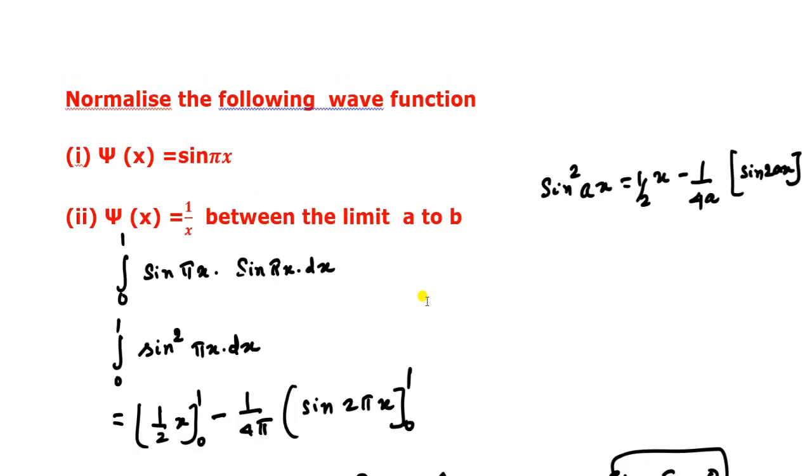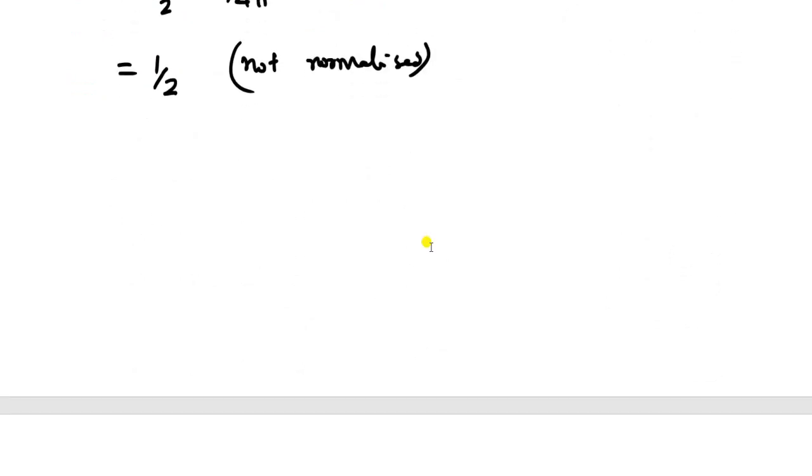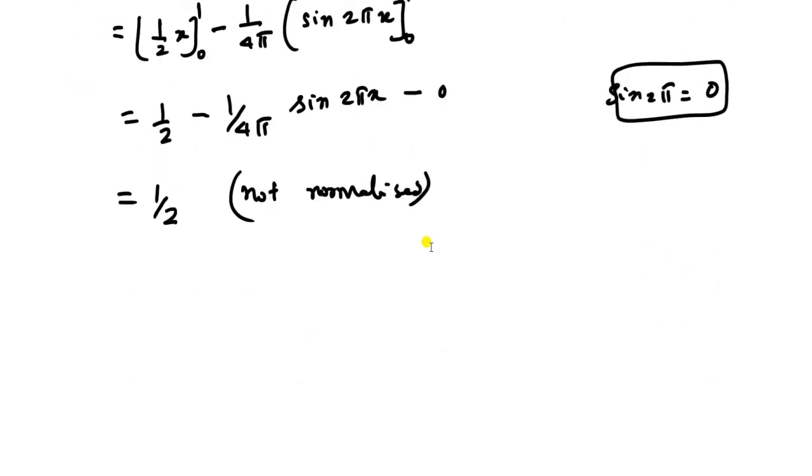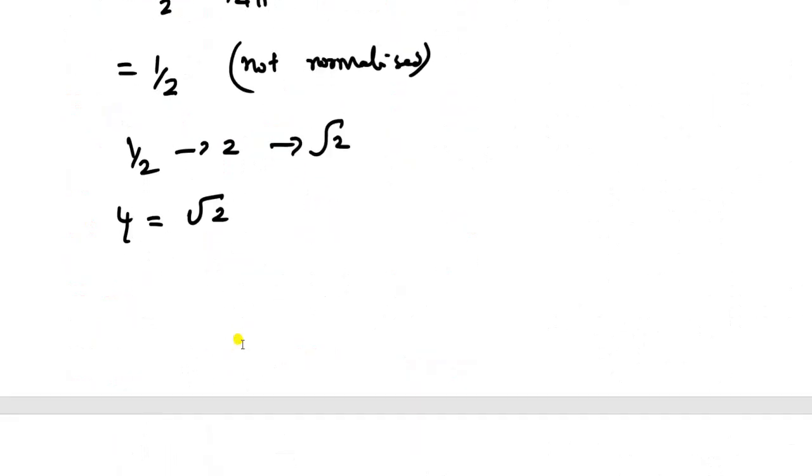In order to normalize, the value is reversed, the square root is taken, and it is attached to the wave function. Suppose this wave function is going to be normalized. What is that? The 1 by 2 is reversed, it is 2, and then the square root is taken. Then it is attached to the wave function, that is, psi is equal to root 2 into sine pi x. This is the normalized wave function. Clear?